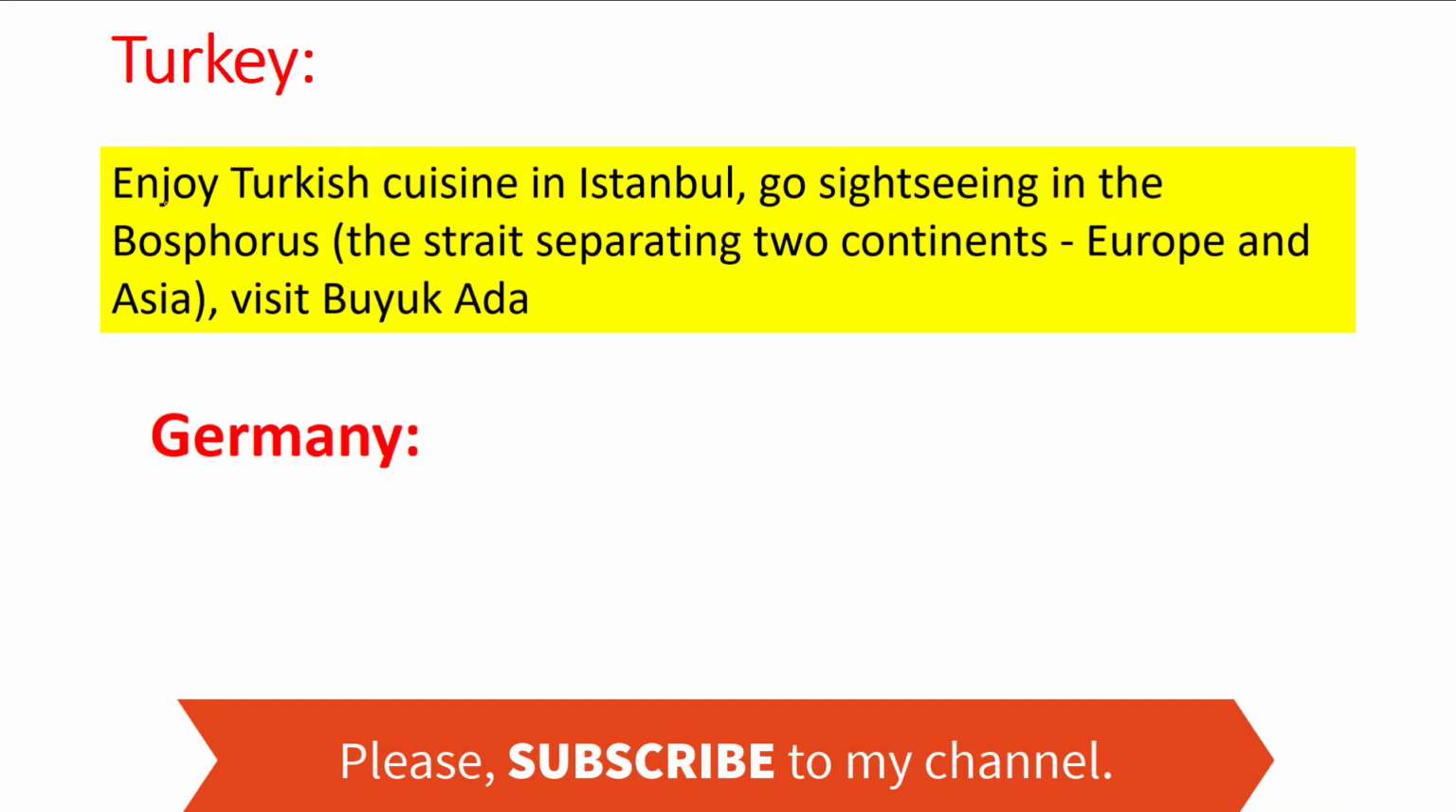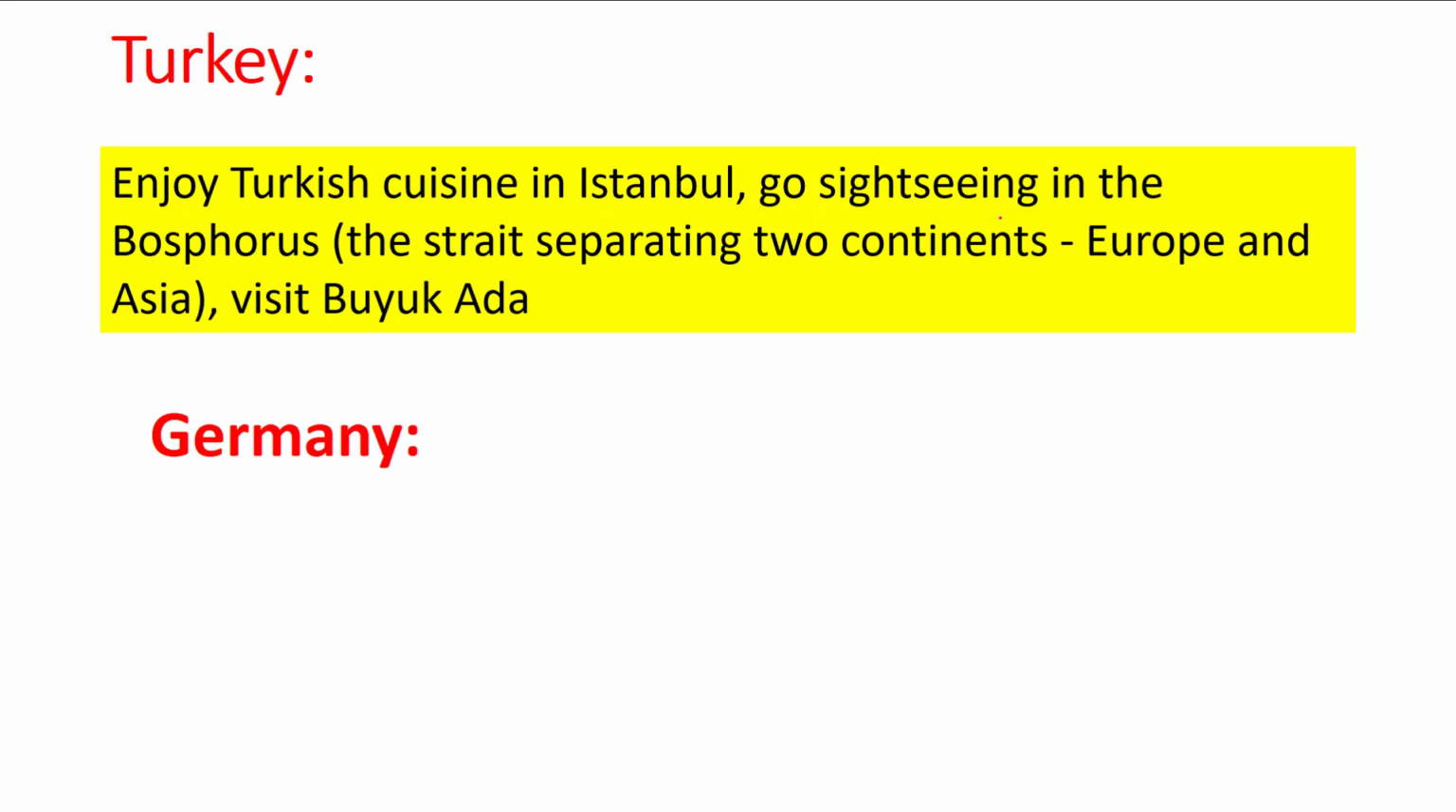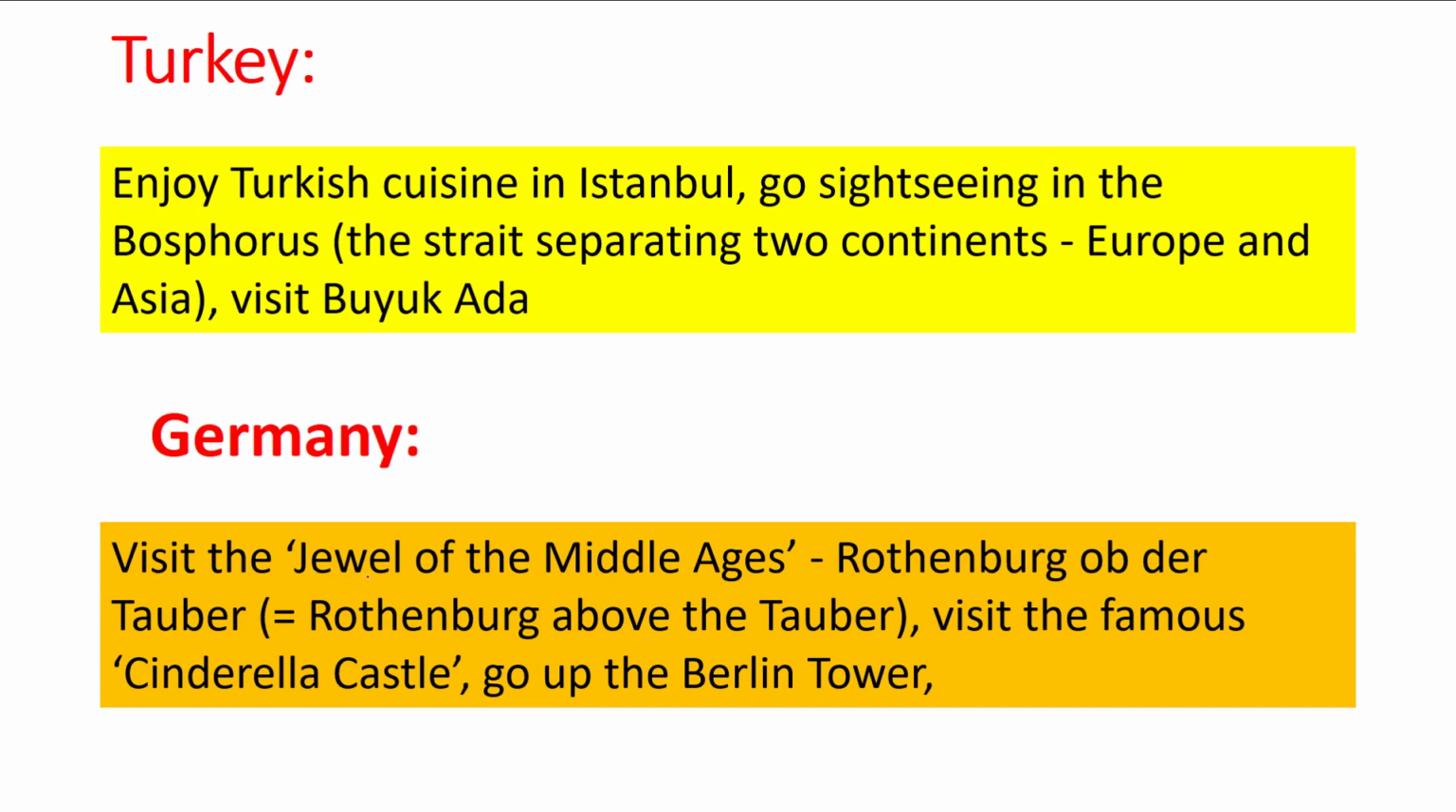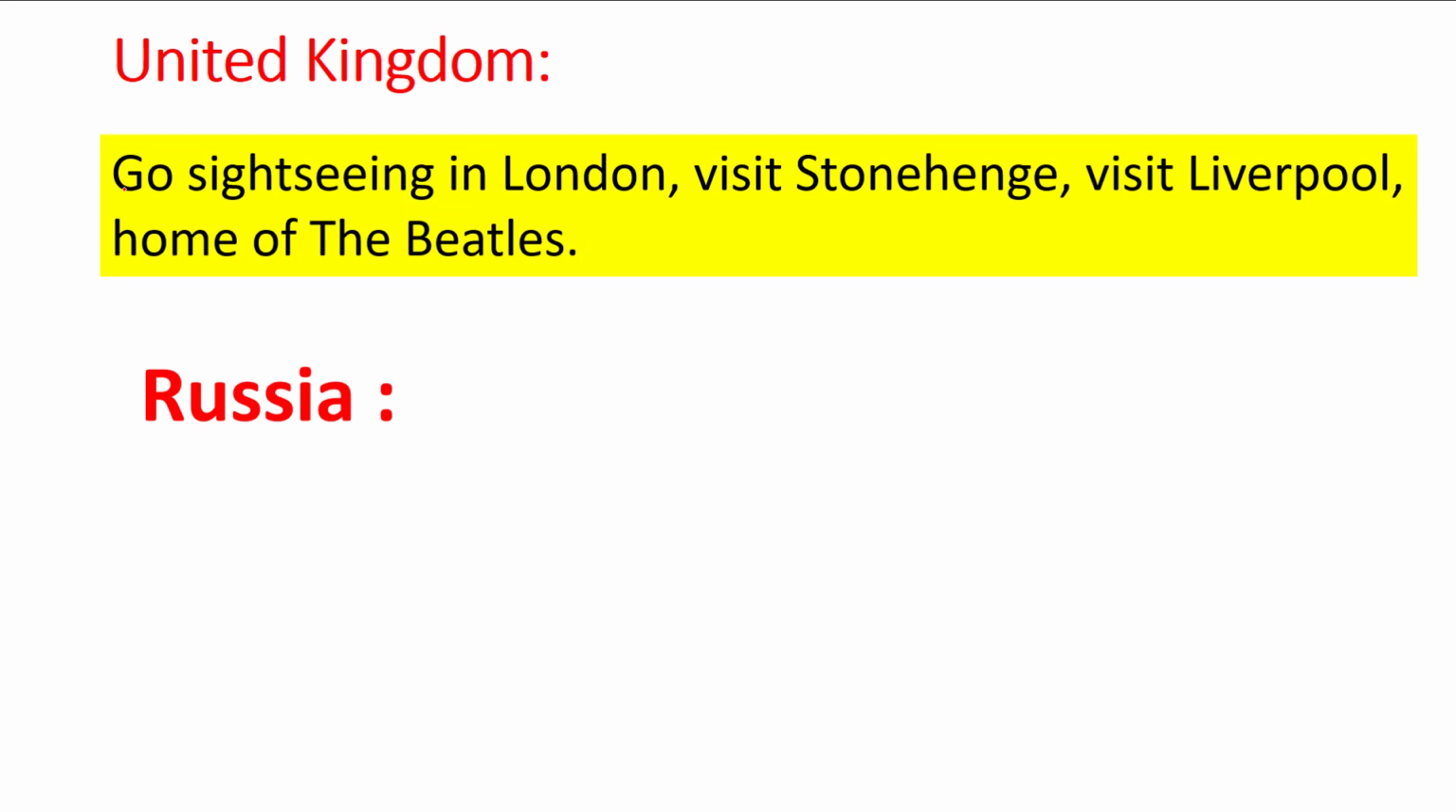In Turkey, you can enjoy Turkish cuisine in Istanbul, or you can go sightseeing in the Bosphorus, the strait separating two continents, Europe and Asia. Also, you can visit Büyükada. And in Germany, you can visit the Jewel of the Middle Ages, Rothenburg ob der Tauber, Rothenburg above the Tauber, or you can visit the famous Cinderella Castle, and you can go up the Berlin Tower. In the United Kingdom, you can go sightseeing in London, and you can visit Stonehenge, and you can visit Liverpool, the home of the Beatles.